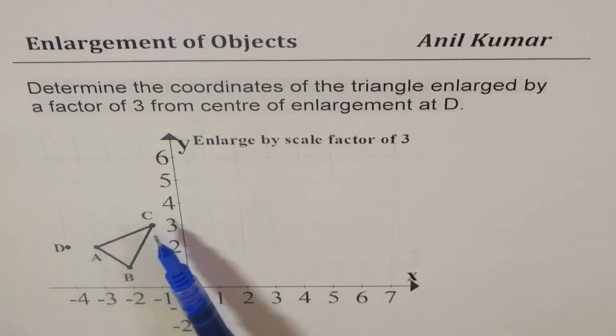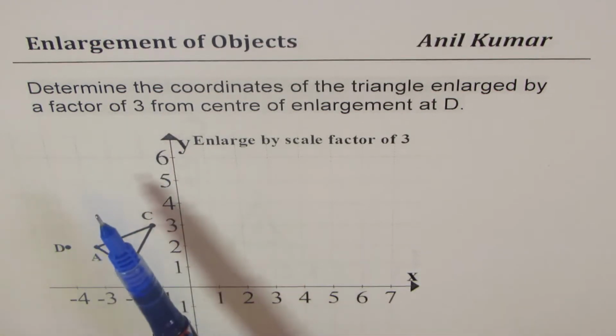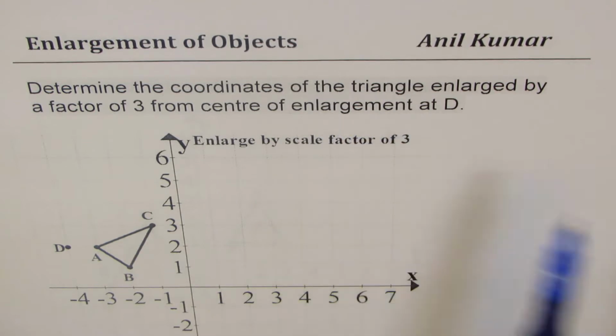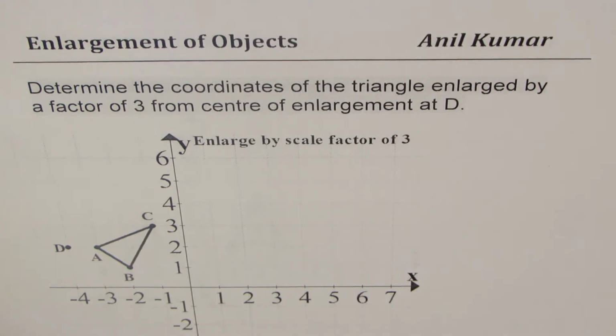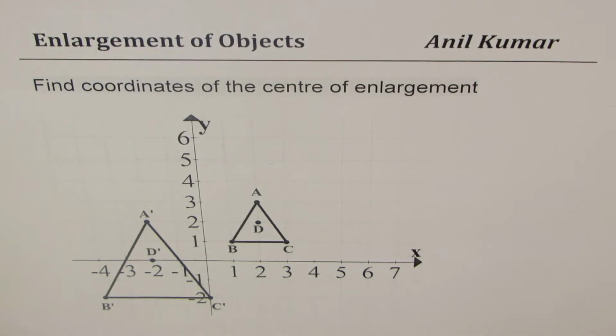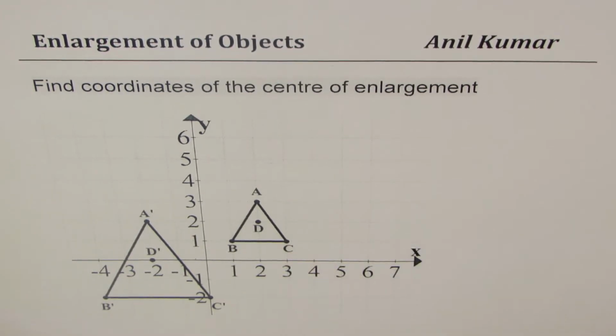So we have a triangle ABC and we'll enlarge it again by a factor of 3. However, center of enlargement at D, where D is outside the object. Now once we have understood how to do enlargement of objects, we'll also figure out if the enlarged objects are already given to us, how to find center of enlargement, right? So with this, we'll get fairly good idea about this topic on enlargement.